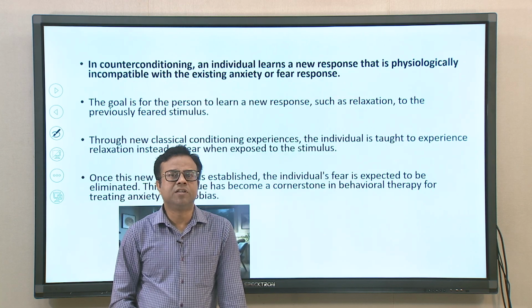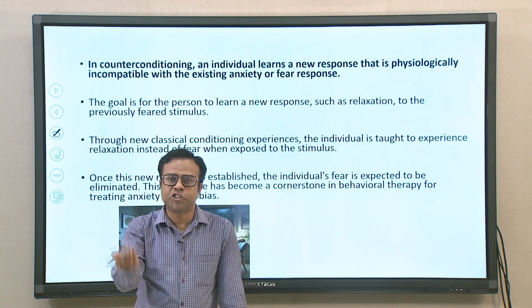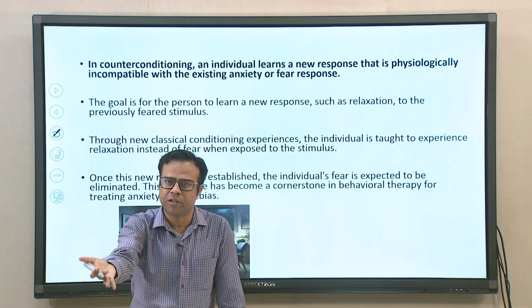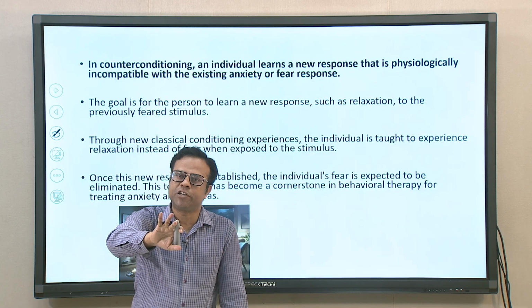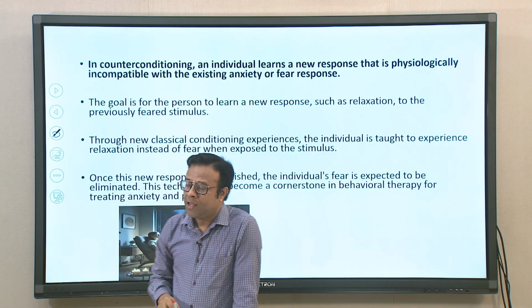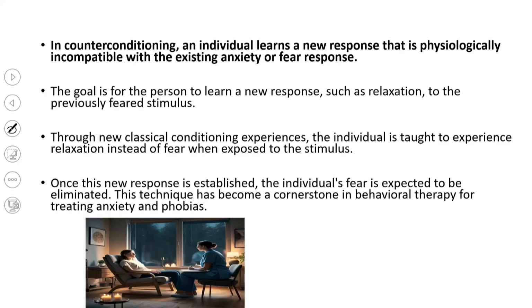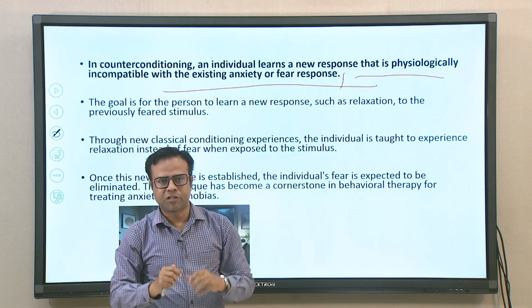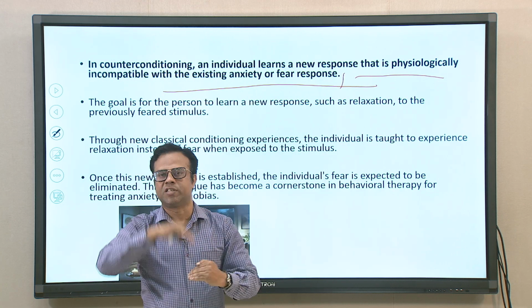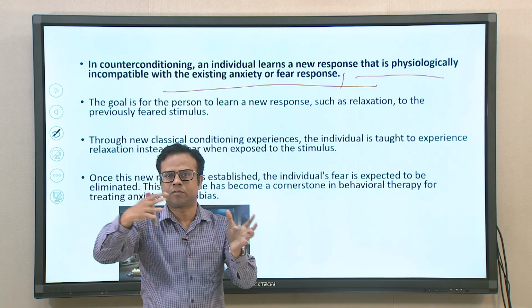How is it done? It is called the principle of counter conditioning. If fear is learned through conditioning, can we counter condition it so that it is removed? In counter conditioning, an individual learns a new response that is physiologically incompatible with the existing anxiety response. So, to remove anxiety, we need to find another stimulus which is incompatible with anxiety, so that both cannot stay together.